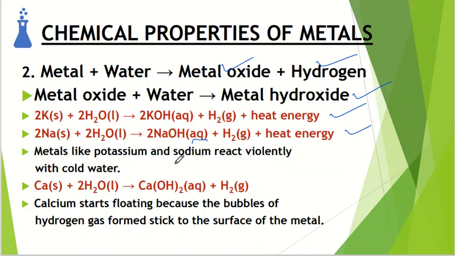Metals like potassium and sodium react violently with cold water. Calcium plus H2O gives us calcium hydroxide plus H2. Calcium starts floating because the bubbles of hydrogen gas formed stick to the surface of the metal.